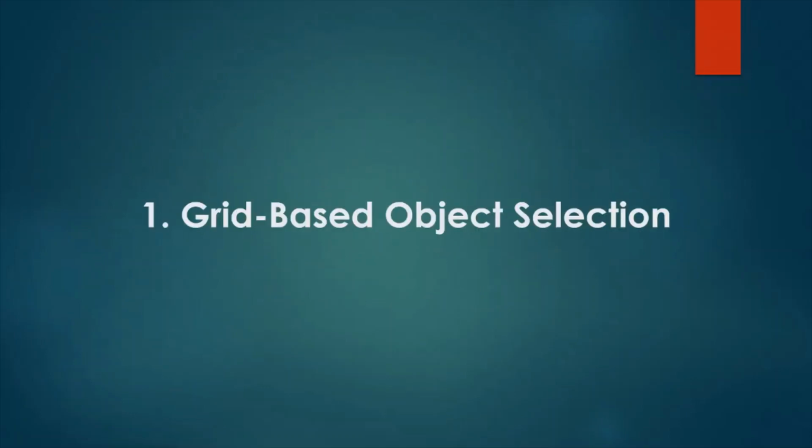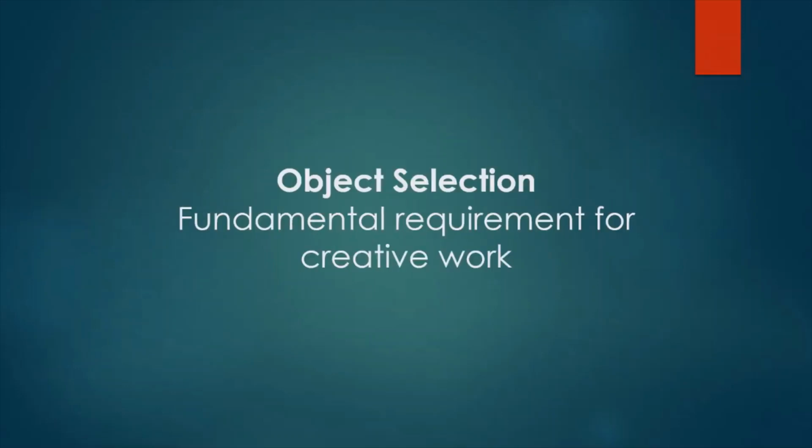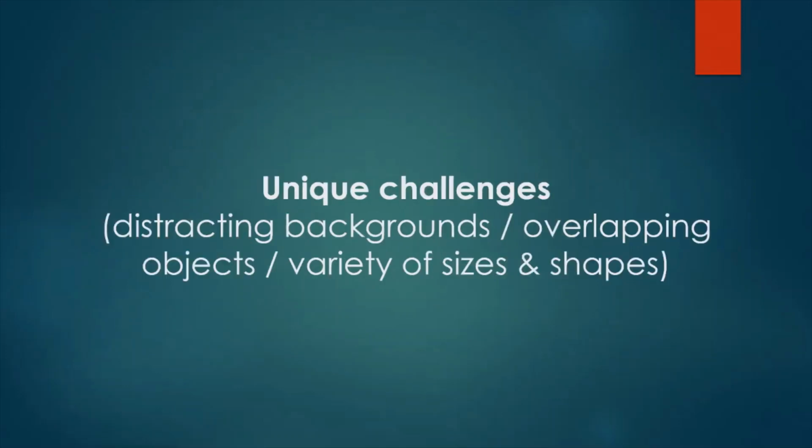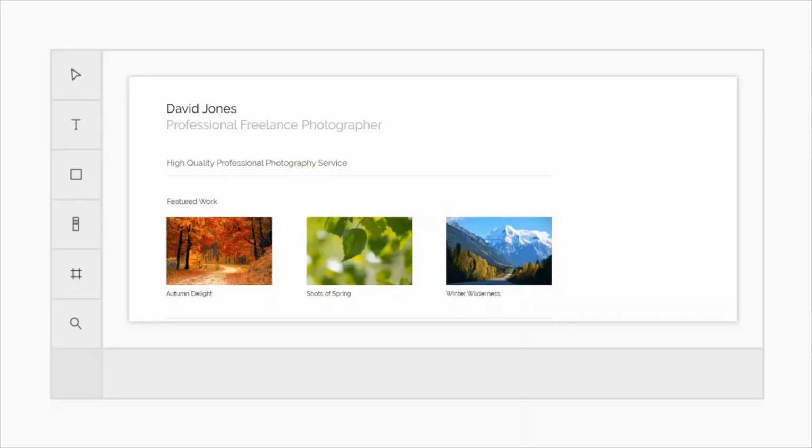Initially, in terms of our grid-based object selection approach, object selection is a fundamental requirement for doing creative work, and that has to be an efficient process. But there are some unique challenges with this. There could be distracting backgrounds, there might be overlapping objects. Of course, objects can be a variety of sizes and shapes, and that can make performing selections more challenging.